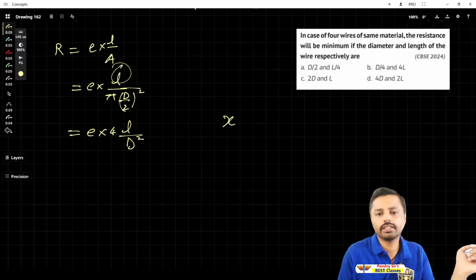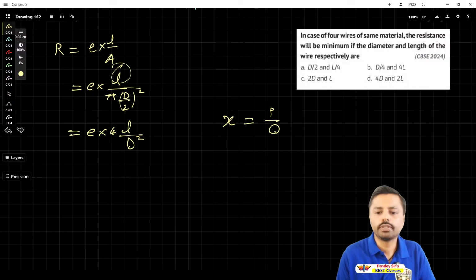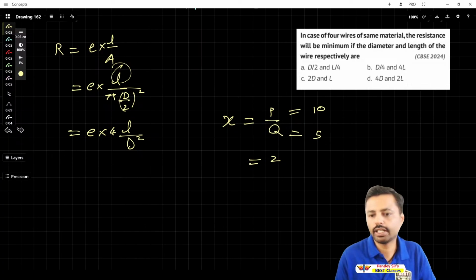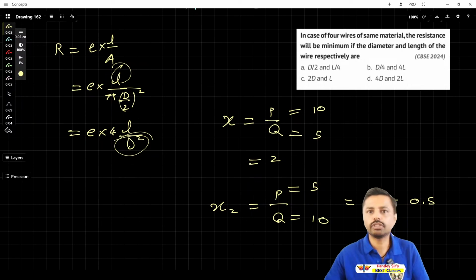Let's have an example. Let's say we need x to be small and we have p by q. Let's have p bigger and q smaller. Let's take p as 10 and q as 5. We get 10 by 5, that's 2. Now let's do vice versa. I'll make q bigger, so x equal to p by q, where p equal to 5 and q is 10. Now 5 by 10 equal to 0.5. Means in this question the denominator should be bigger, then only we will get less resistance.